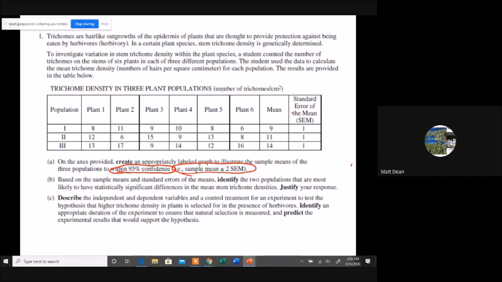We're not measuring or counting the number of trichomes on each one of those plants. We randomly sampled 6 plants out of each field. And what we're wanting to do is to draw some conclusions about the whole group from this population. So we're doing what we call inferential statistics.